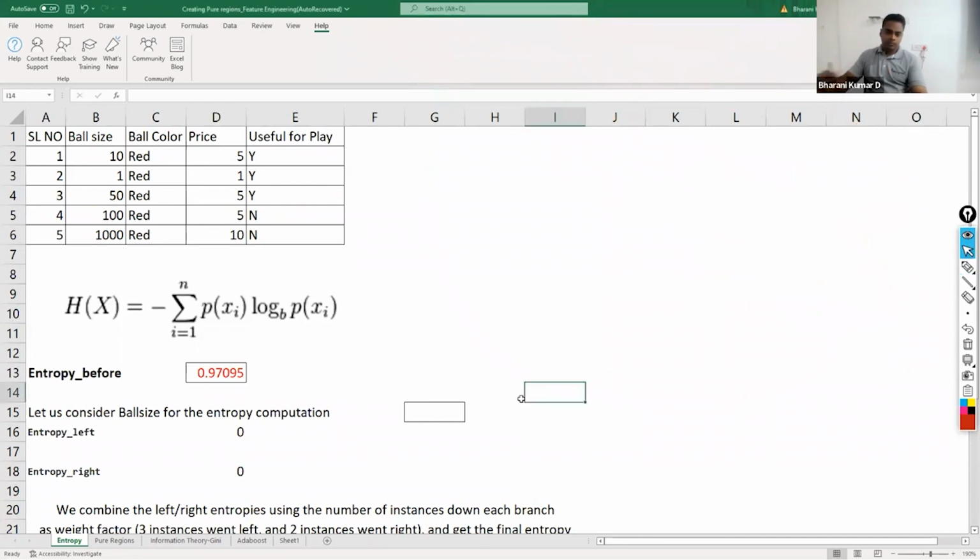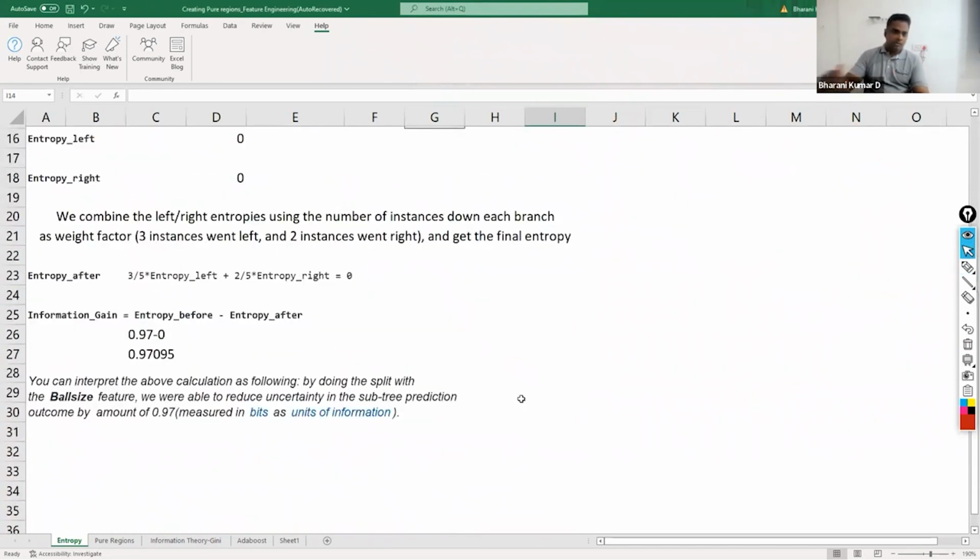Okay. What does this mean? This means that by splitting the decision tree with ball size as a feature, we were able to reduce the uncertainty in the subtree. Subtree means small tree within the overall tree. To take the small tree, that's a subtree. So we were able to reduce the uncertainty in the subtree outcome by 0.97. That's the interpretation, English interpretation.